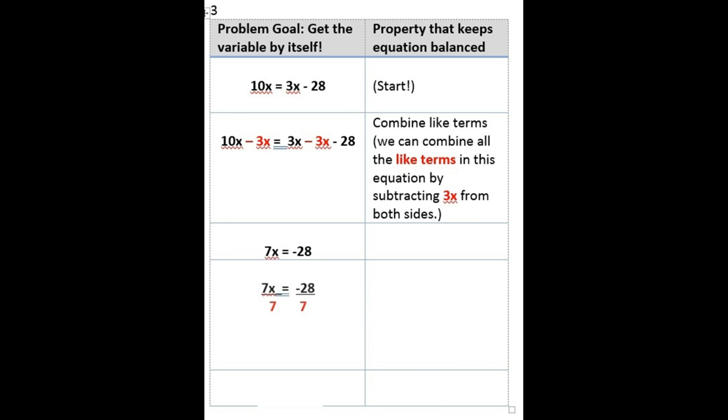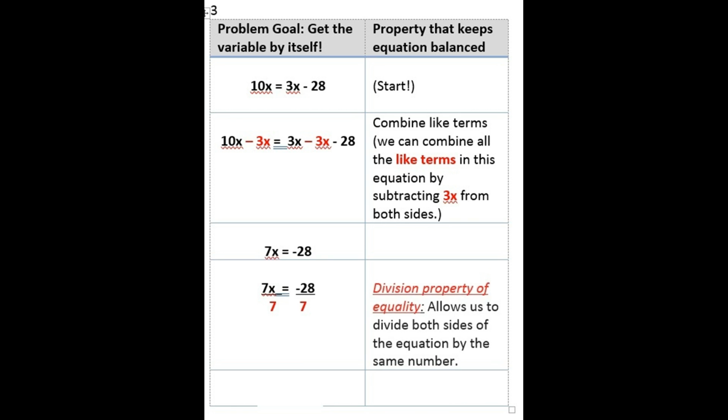We end up with 7x equals negative 28. 10 minus 3 is 7. So 7x equals negative 28. Divide both sides by 7. That's the division property of equality. And we have here x equals negative 4. And that's pretty much it for that problem. Going on to our last problem for the evening. This is problem number 4.